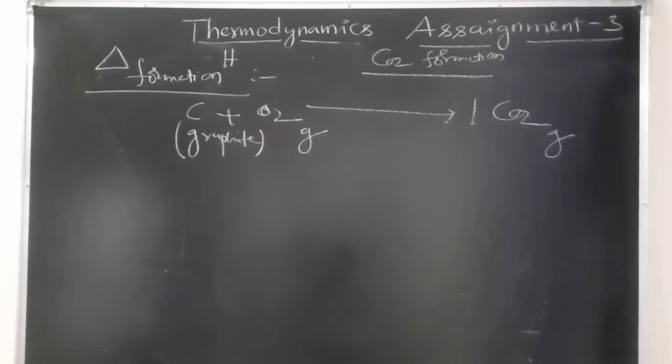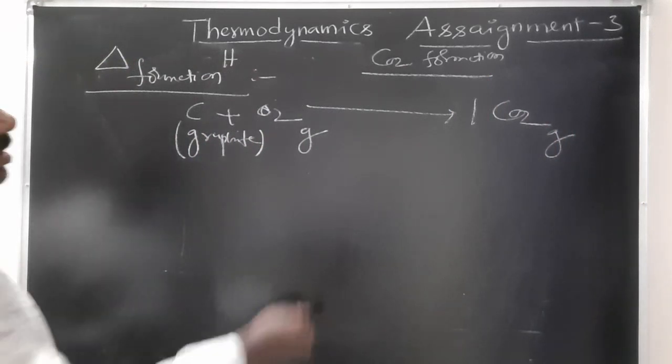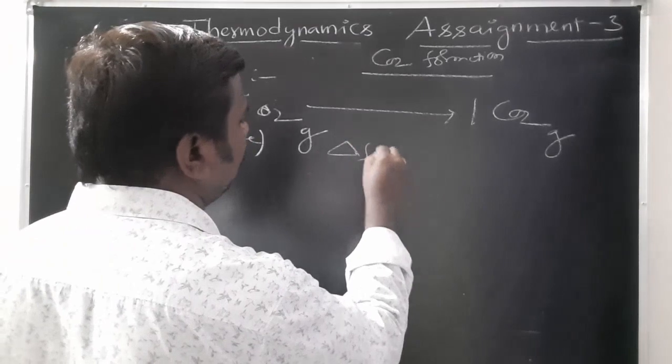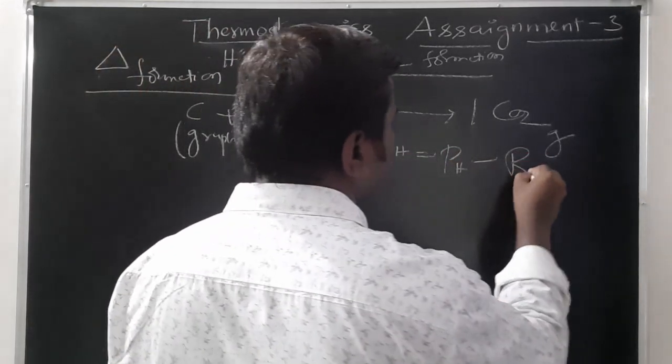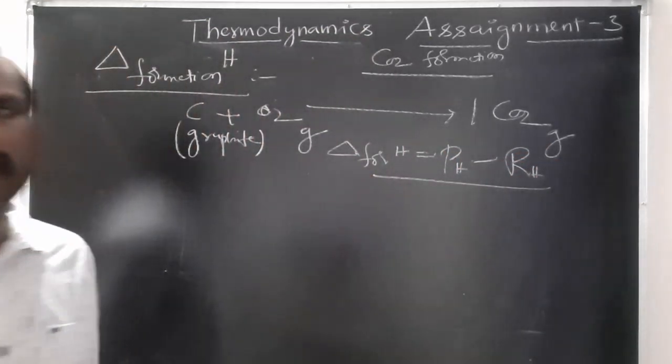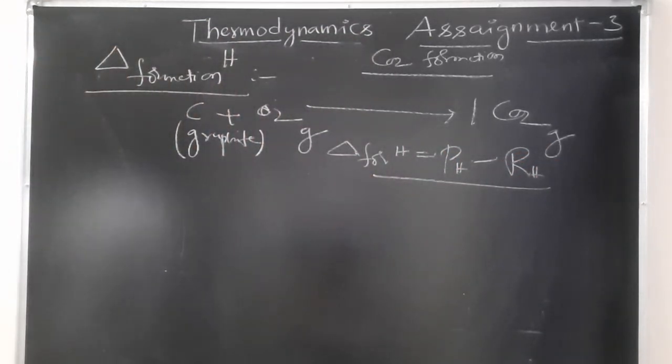Next, the enthalpy of formation formula is product enthalpy minus reactant enthalpy.